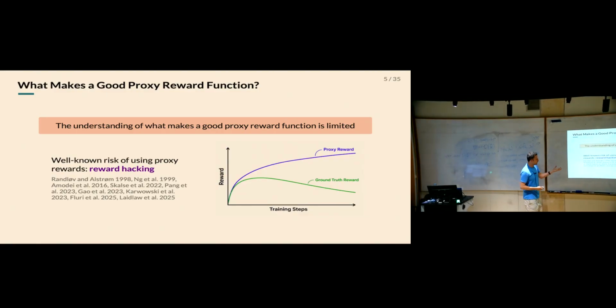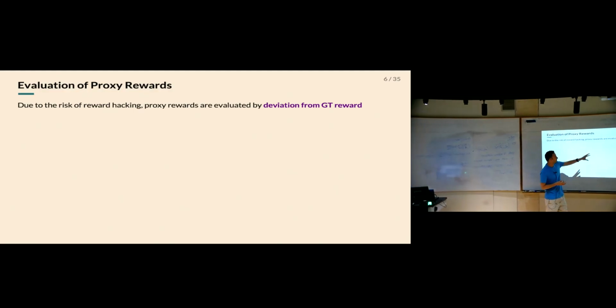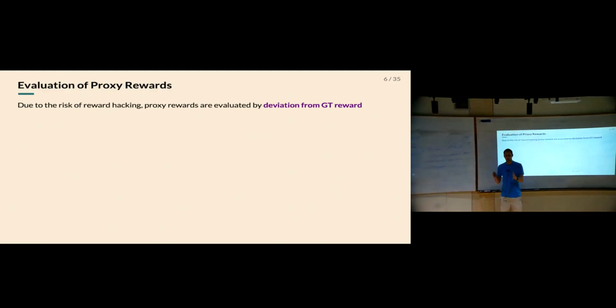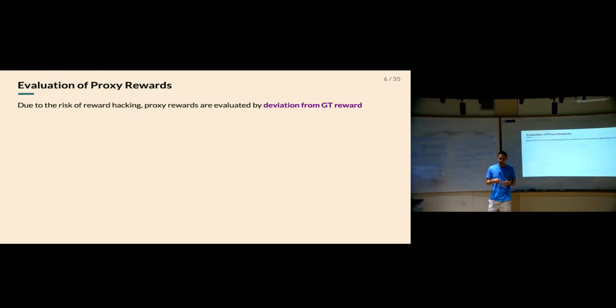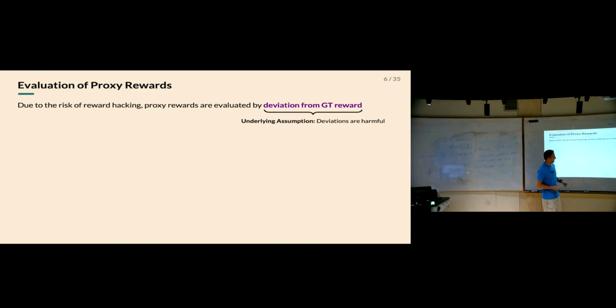And due to this risk of reward hacking, the conventional wisdom about how you should evaluate proxy reward functions, and the way that this is done in practice, is that they should not deviate much from the ground truth reward. The closer the proxy reward function is to the ground truth reward, the better it's considered. And the underlying assumption is that any deviation is harmful, or at least you should try to minimize deviations.